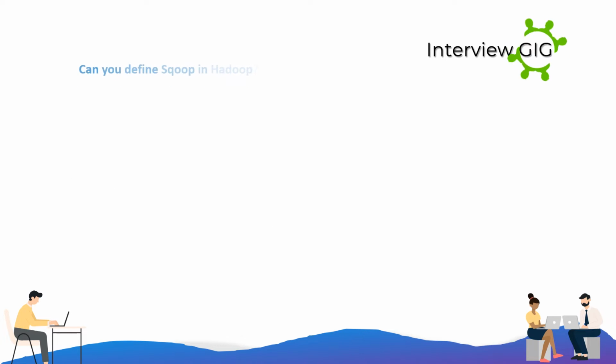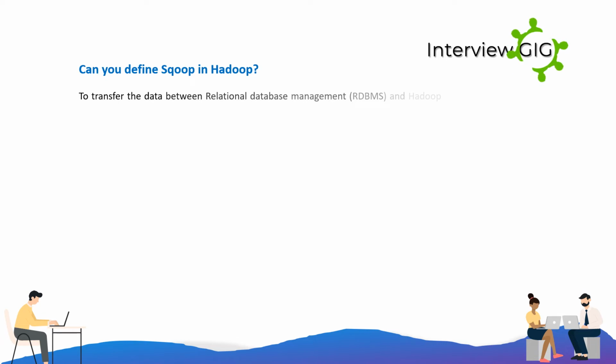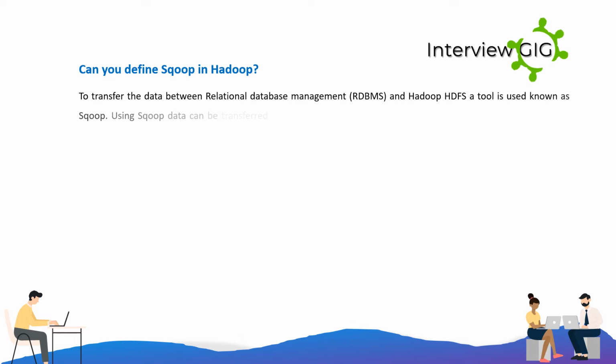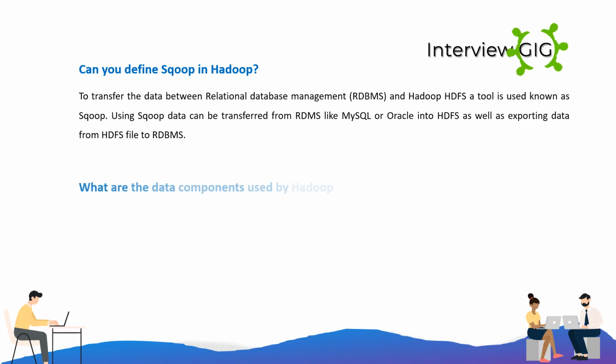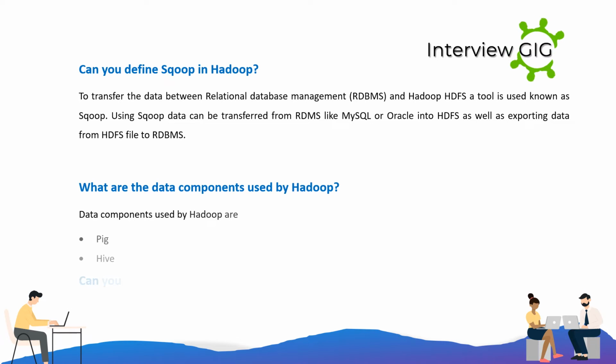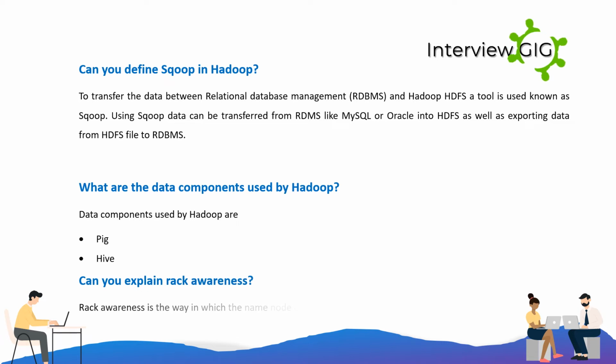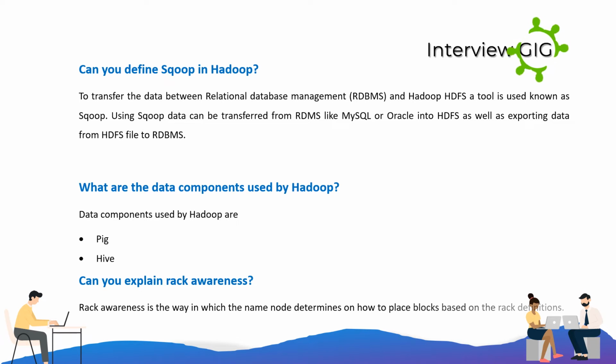Can you define Sqoop in Hadoop? To transfer the data between relational database management, RDBMS, and Hadoop HDFS, a tool is used known as Sqoop. Using Sqoop, data can be transferred from RDBMS like MySQL or Oracle into HDFS, as well as exporting data from HDFS file to RDBMS. What are the data components used by Hadoop? Data components used by Hadoop are Pig, Hive.